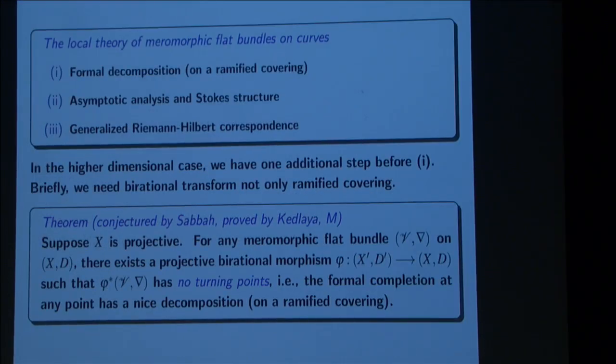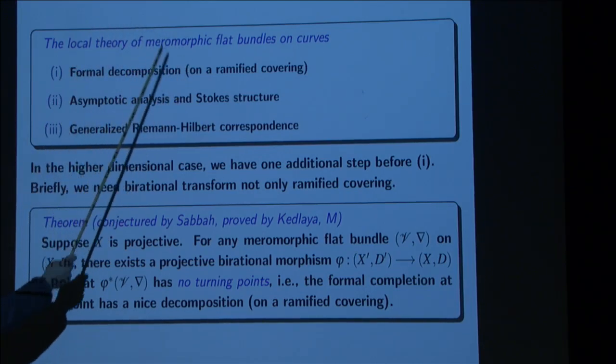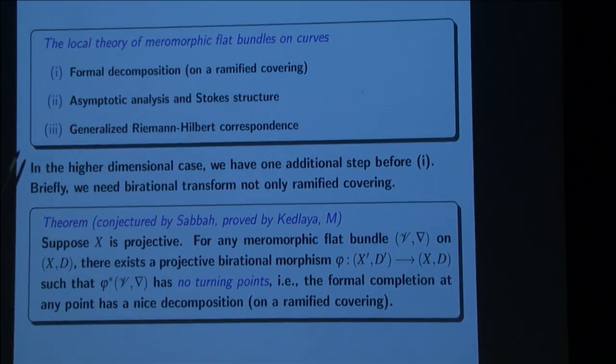In the one-dimensional case, the study of meromorphic flat bundles consists of three steps. One is the study of formal decomposition. If we take the formal completion, then after ramified covering, a meromorphic flat bundle has a very nice decomposition called the Hukuhara-Levelt-Turrittin decomposition, which is just the direct sum of regular singularities tensored by exponential functions. So the formal structure is very easy.